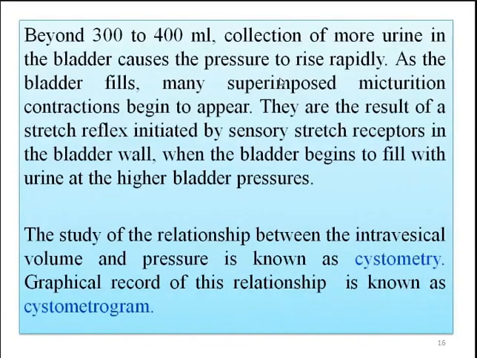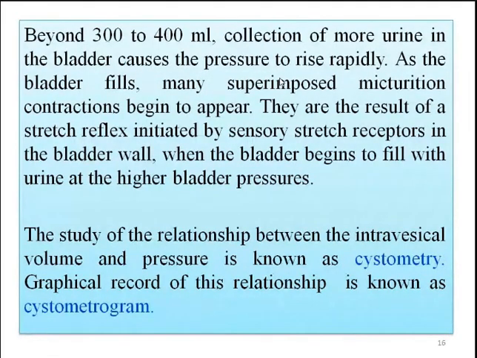But after that, what happens? Beyond 300 to 400 ml, collection of more urine in the bladder causes the pressure to rise rapidly. If there is more urine in the bladder beyond 300 to 400 ml, the intravesical pressure will rise rapidly. As the bladder fills, many superimposed micturition contractions begin to appear. So whenever the urine volume is more than around 300 to 400 ml, what happens?